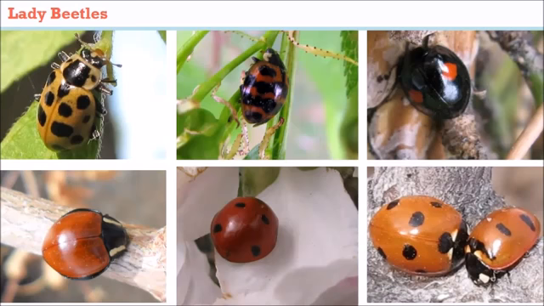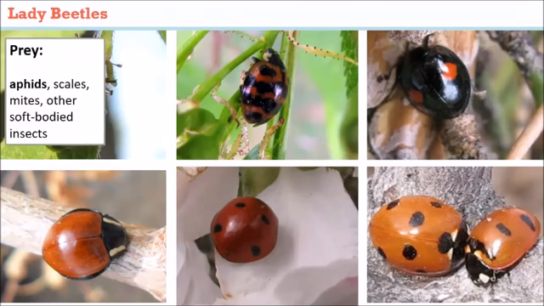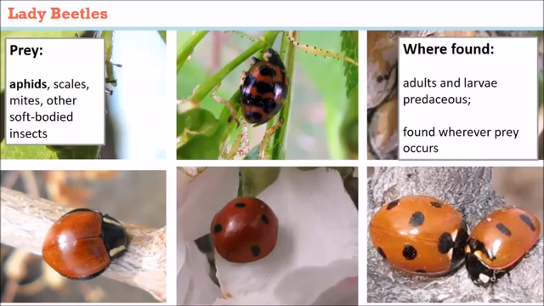And the great thing about the lady beetles is that both the adults and their young, the larvae, feed on the prey. They're both predaceous. So in their lifetime, they can certainly feed on a lot of prey, and aphids is probably the most common prey, but they're going to feed on scale crawlers, spider mites, really those soft-bodied insects. And so they're going to be found wherever the prey occurs. Some adult lady beetles will also feed on pollen and nectar, but for the most part, they're targeting where their prey is.